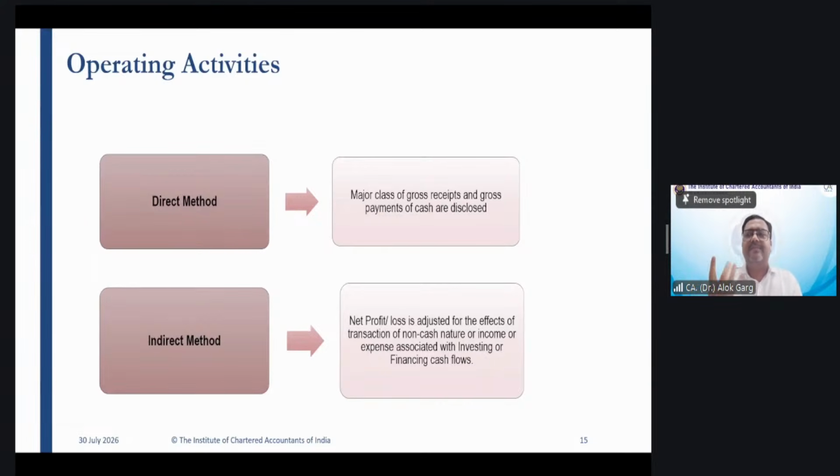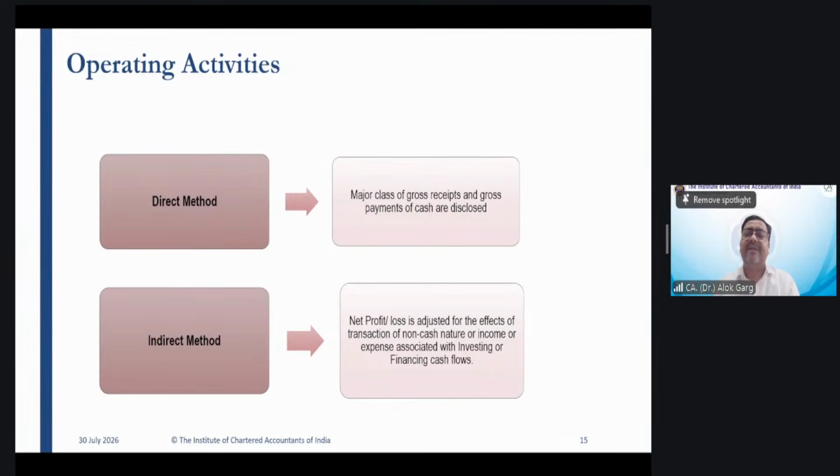So technically speaking, you are taking the numbers from the balance sheet and P&L. You start with the profit from the P&L, then you do some adjustments, and then you reach the cash flow from operating activity. This is known as the indirect method.